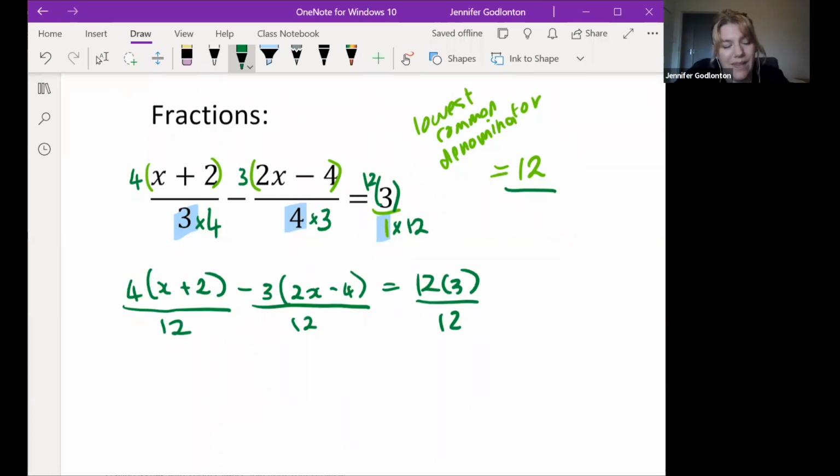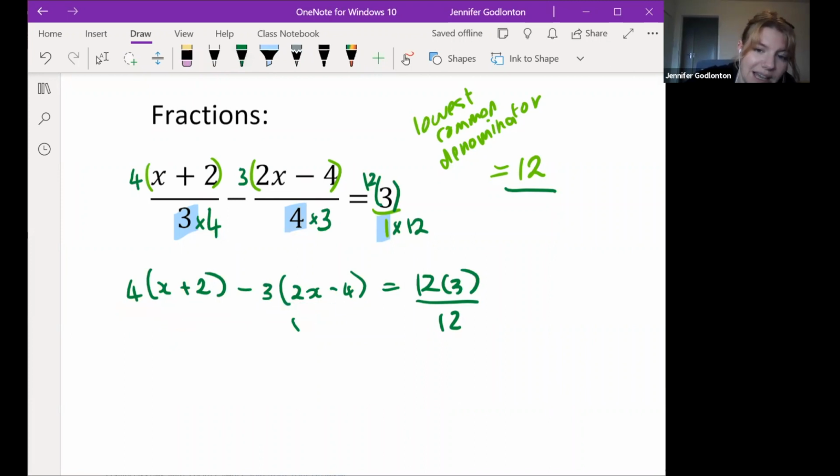Okay. Now that I have a common denominator, we are allowed to get rid of it only in fraction equations, not in fraction expressions, okay? If it's a fraction and there's an equal sign, then we can do this. So I have a common denominator and I can get rid of it. So I'm just left with that top line over there.